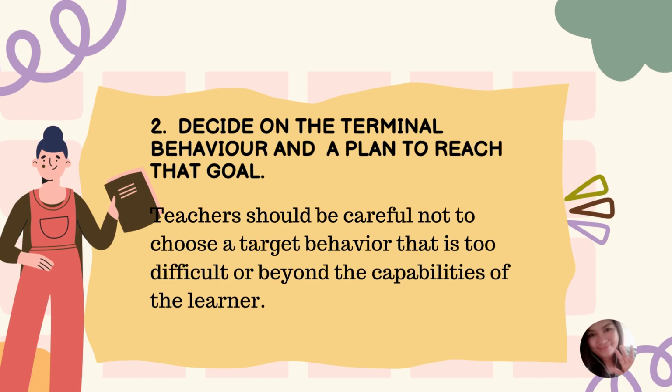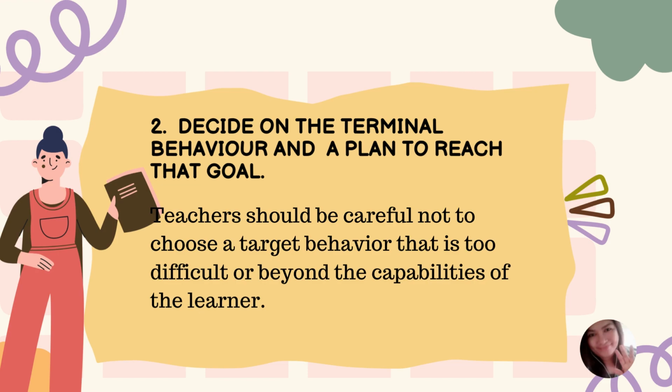Decide on the terminal behavior and a plan to reach that goal. The teacher should decide on a likely final behavior that is attainable in the context of training. Teachers should be careful not to choose a target behavior that is too difficult or beyond the capabilities of the learner. Task analysis strategies need to be initiated so that the steps to achieve the goal can be specified.